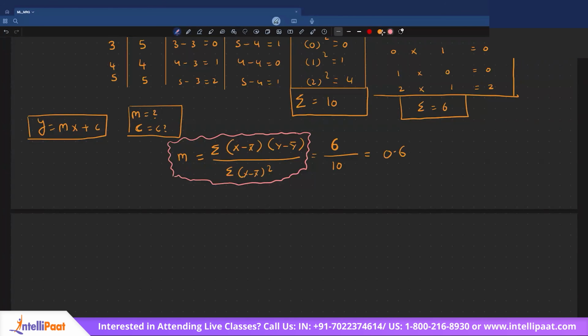Anyways, this is the value of m. Now, between y is equal to mx plus c, what did we calculate? Did we calculate the value of m? It is now calculated. But do we have the value of c?